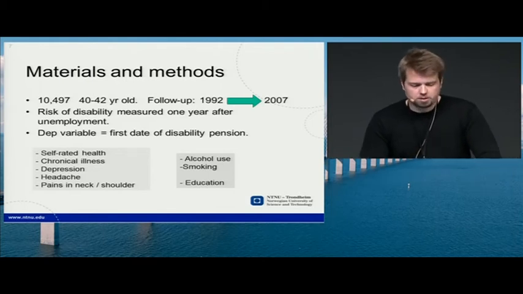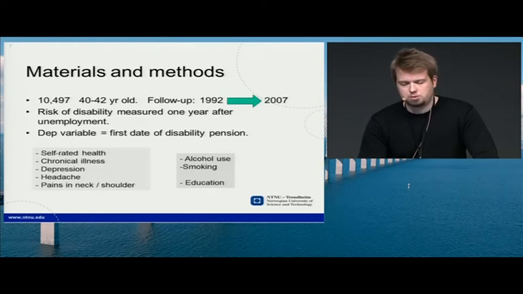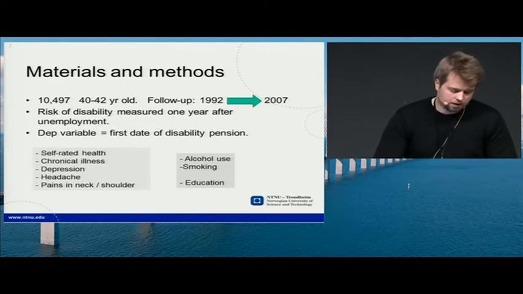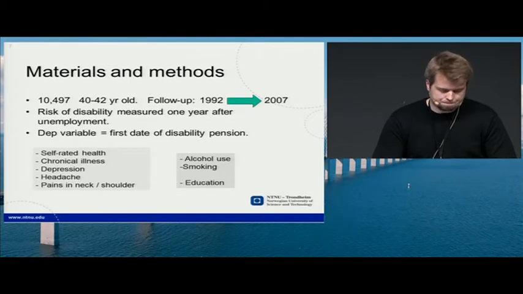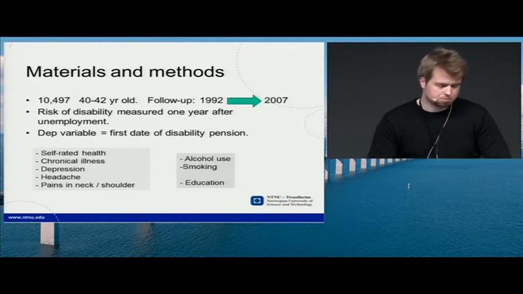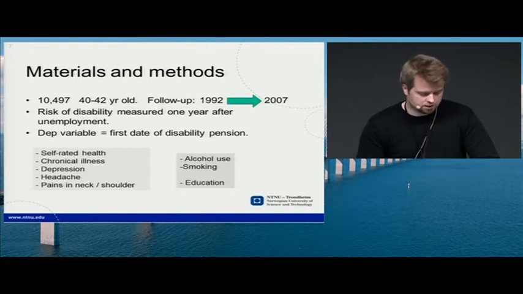So about 10,500 40 to 42-year-olds were invited to this health screening, and about 8,600 showed up. Our follow-up time is from 1992 to 2007, and we believe that the impact of unemployment had some induction time, and we measured risk of disability 1 year after unemployment. Our dependent variable is first date of disability pension, and for most people this means the first day of a long-term sick leave that ends up with a disability pension.